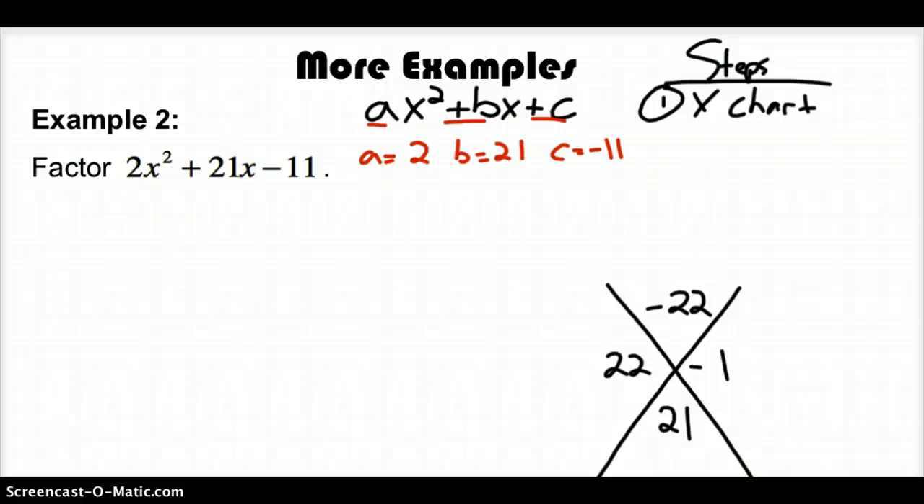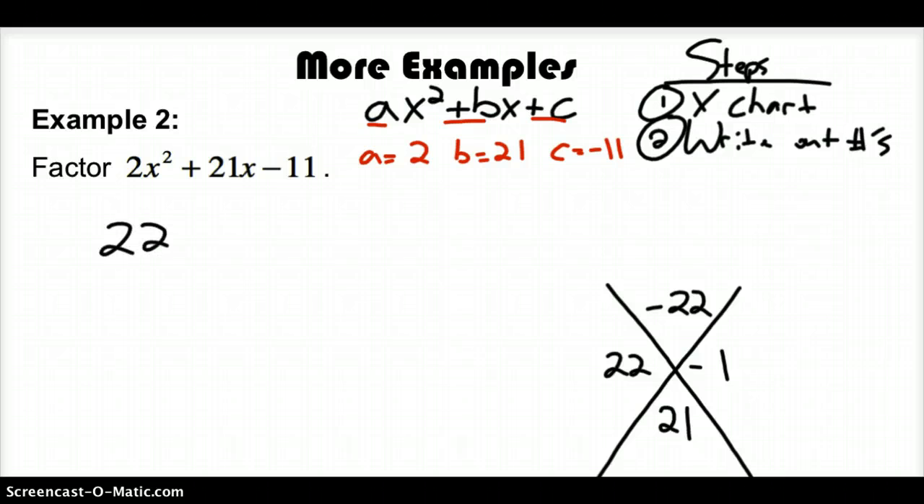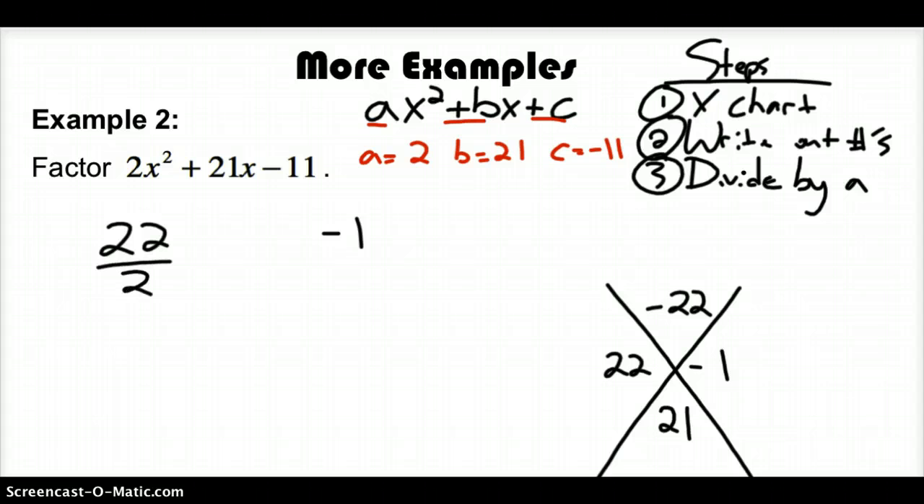Okay, my second step is to write out the numbers. So write out numbers. All right, so that is a positive 22 and a negative 1. Okay, my next is to divide by your A value, right? So divide by the A value. My A value here is 2, so I'm going to divide by 2 in both cases here.